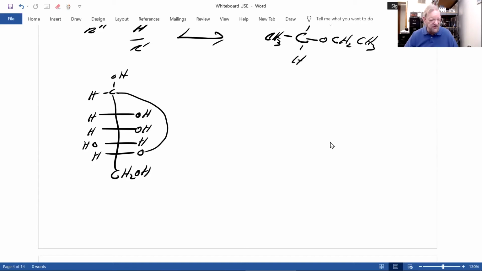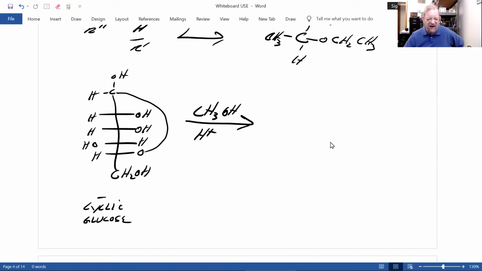And here we have the cyclic form of glucose. What do they call it? The glucoside, which I'll never ask on a test. And if I were to react this with methanol, the reaction we're really doing is this.